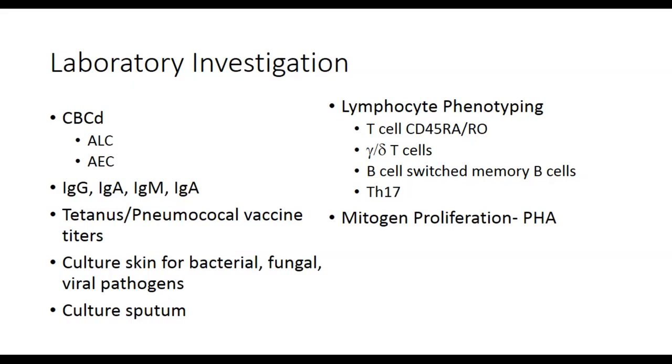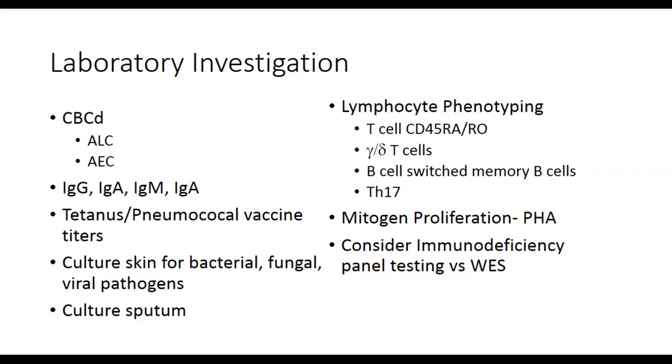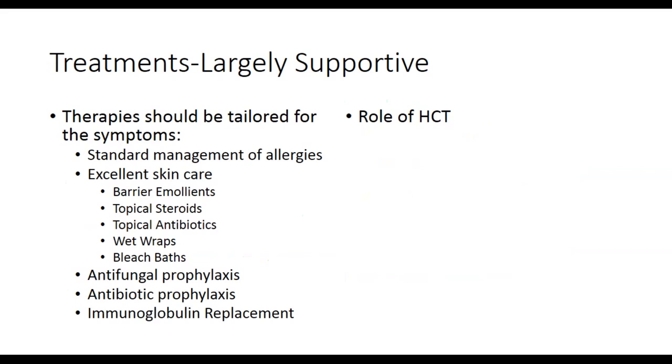Looking at how well your lymphocytes proliferate when they're stimulated in a petri dish, and then considering genetic testing. And this can be done through panels or whole exome sequencing, depending, but that's a conversation that should be had after you maybe go through some of these other stages. So the treatment for these syndromes is generally supportive.